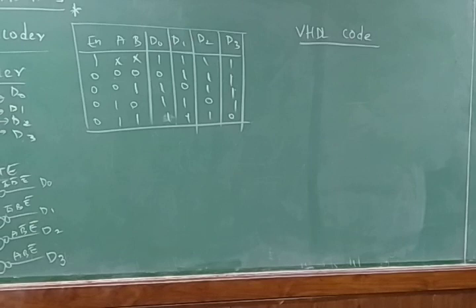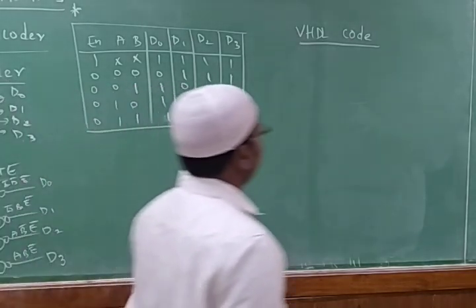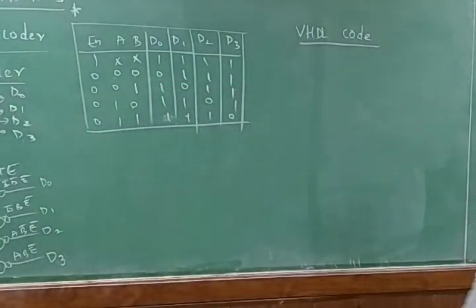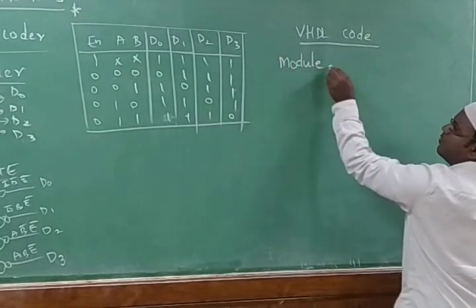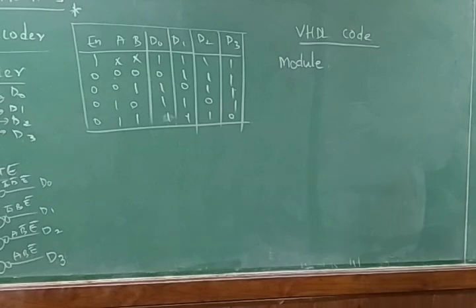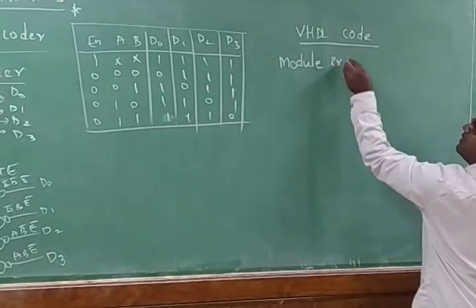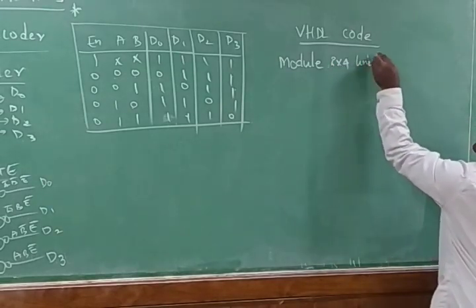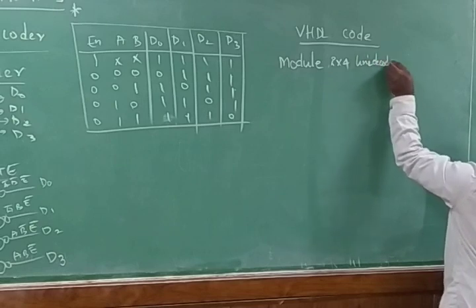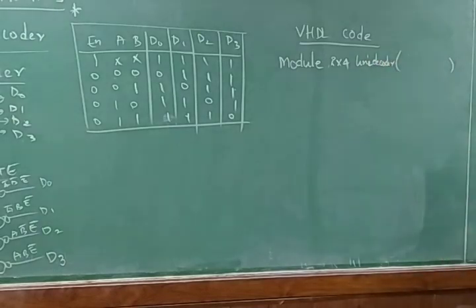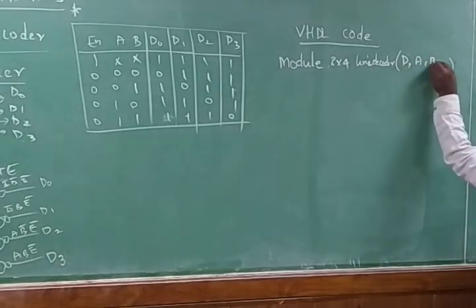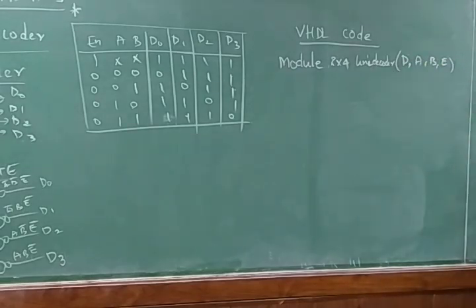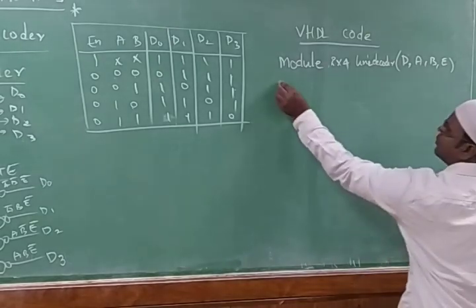So first thing is what? Module. Starting of the module. So module. Next I'm giving 2 to 4 line decoder. This is my user defined name. Bracket. What is the output? D. All are D, right? Inputs are A, B and enable, right? That we wrote. Now output. Output is an array, right?